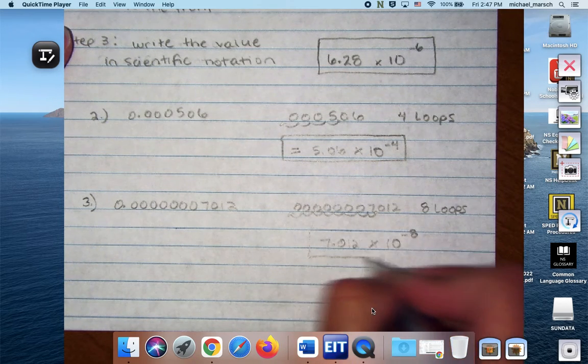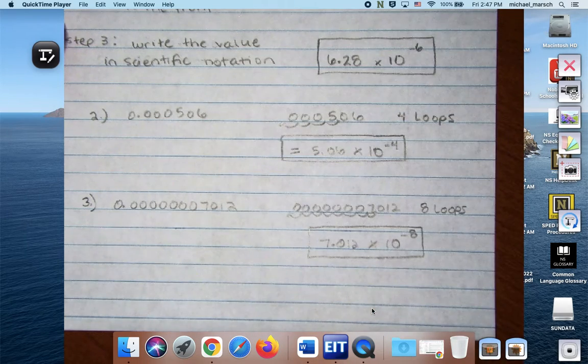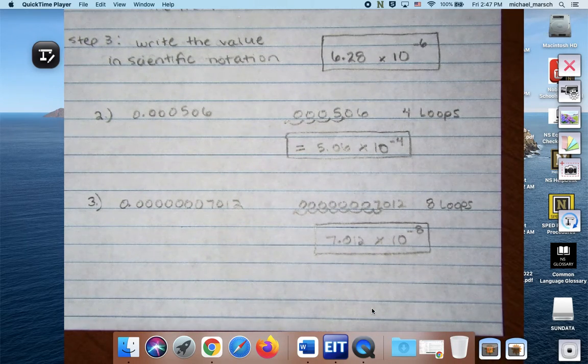How many zeros? 7 zeros. Is the fourth number a 2 or 7? It's 7012 at the end. Are there 7 zeros in that? Yep. Wow. Okay, so that's it for our notes.